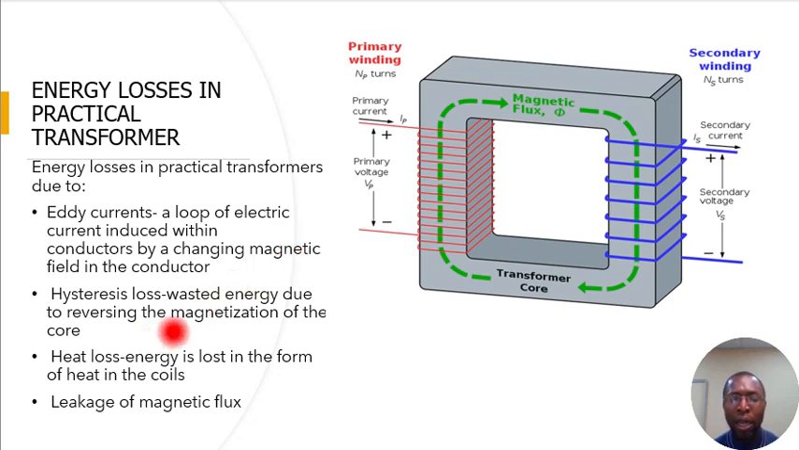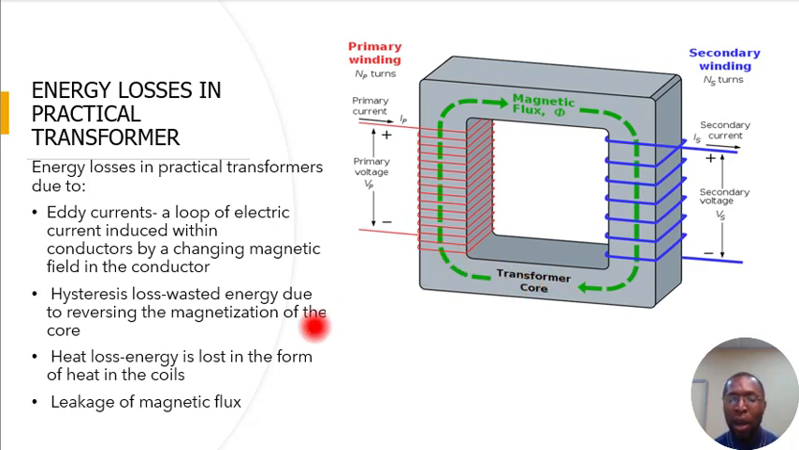Another way you lose energy in a transformer is through hysteresis loss. This one is wasted energy due to reversing the magnetization of the core. Now this hysteresis loss happens to be loss of energy because of what? Change in the magnetic field of this core.